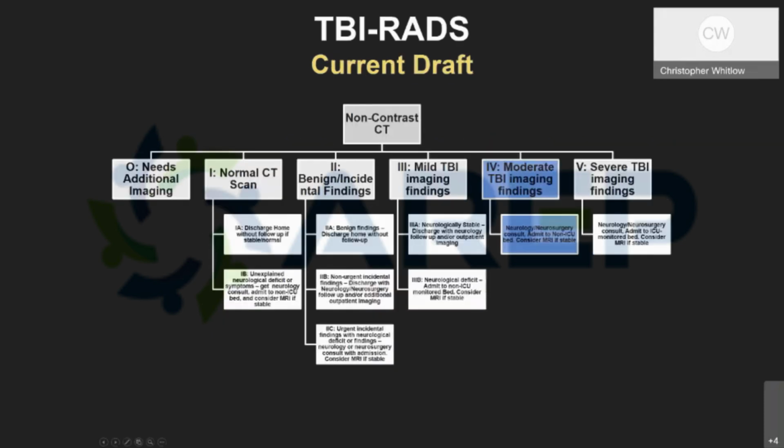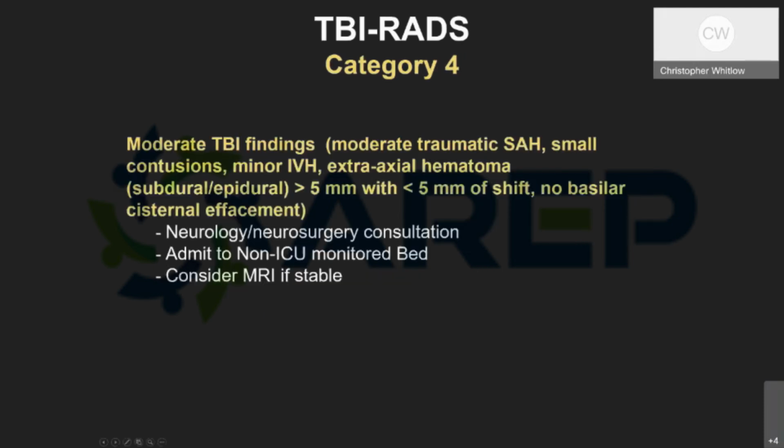So then TBI-RADS category 4 relates to findings that are considered moderate on the severity scale. And so this would be moderate traumatic subarachnoid hemorrhage, small contusions, minor intraventricular hemorrhage, extraaxial hematoma like a subdural or epidural that's greater than 5 millimeters with maybe less than 5 millimeters of shift, but no mass effect like basilar or cisternal effacement. And for those, you're going to want a neurology or neurosurgery consult.